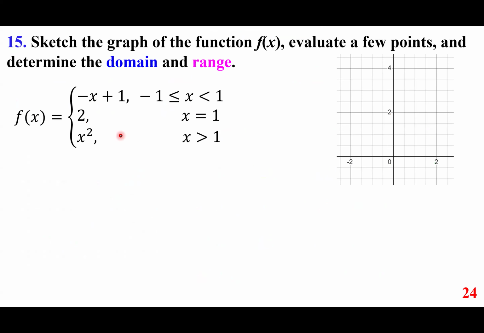Sketch the graph of f of x equals -x plus 1 when x is between -1 and 1, that is, -1 less than or equal to x less than 1. It's equal to 2 at x equals 1, and x squared when x is larger than 1. This is what we call a piecewise defined function, everybody.